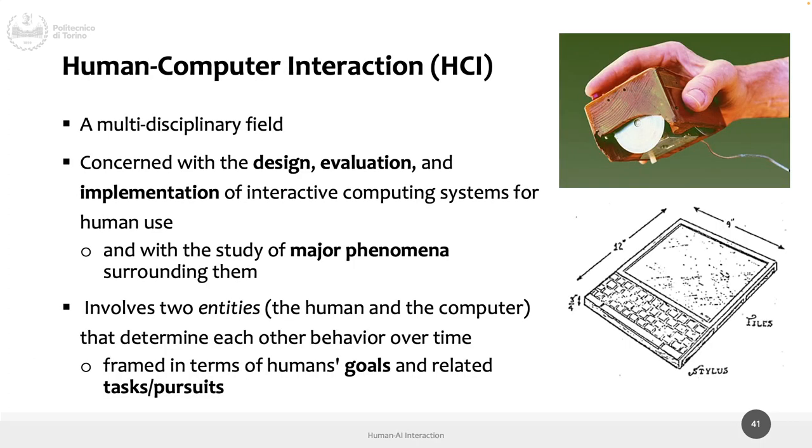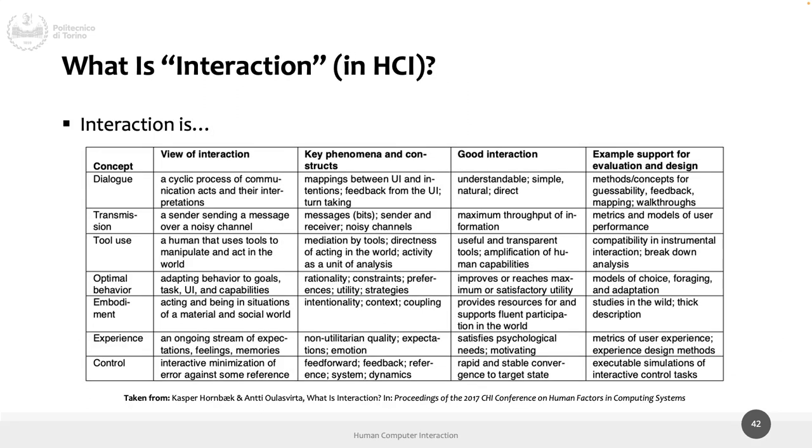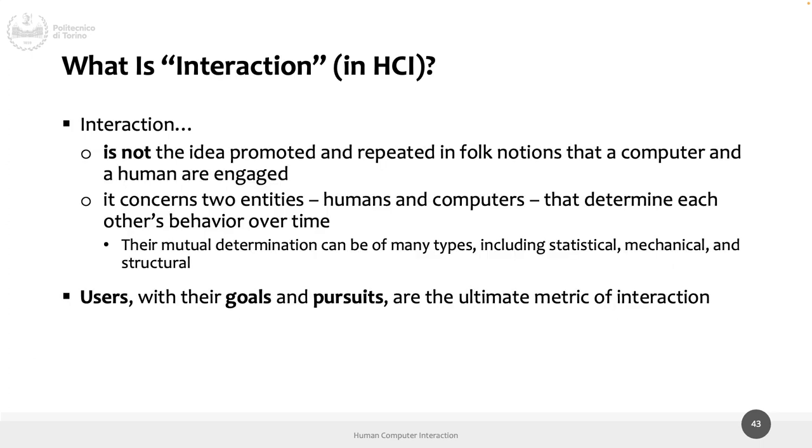Since the name human-computer interaction has human and computer as two entities, and then there is interaction, what is interaction? It also appears in human-AI interaction. Interaction can be defined in many different ways, but the gist is that it's not just a computer and a person engaged in some activities, but something that concerns humans and computers. So when we speak about human-AI interaction, it's something that concerns humans and an AI-based system that determine each other's behavior over time.